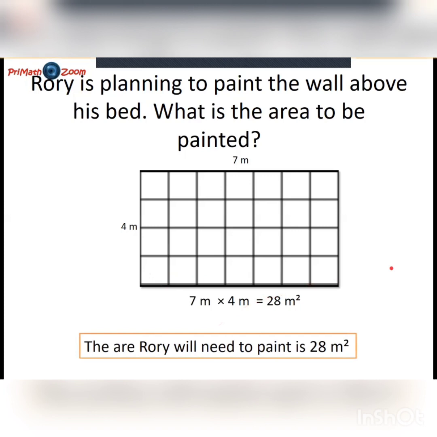Right, so those are some real life examples as to where and when and how we can use area.